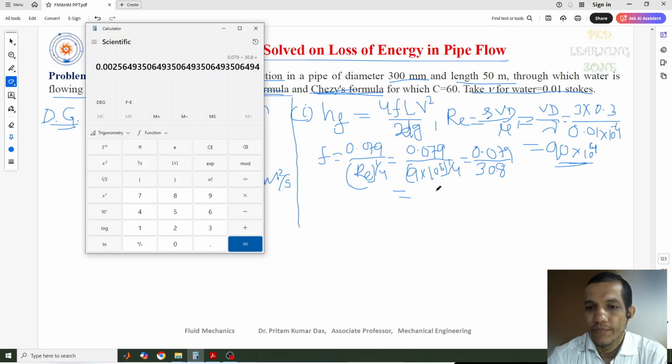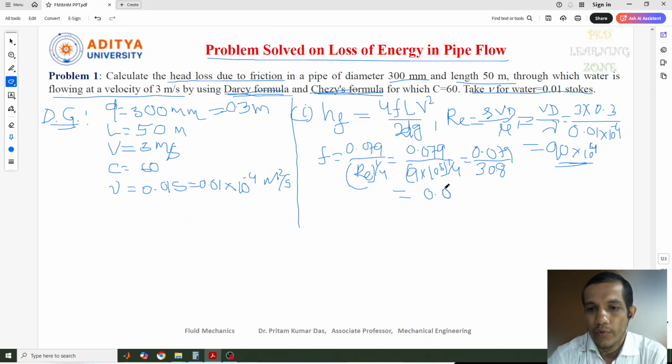So the f value we got here is 0.00256, a very small value. Now in the same way we can put it in the equation of hf, and we can find out the value of head loss due to friction.